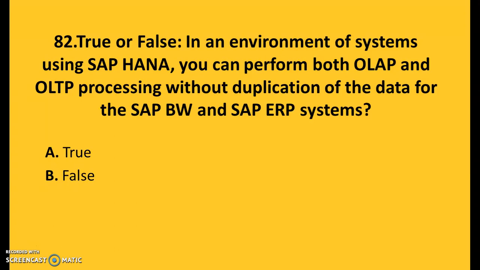So we need to tell whether it's true or false. In an environment of systems using SAP HANA, you can perform both OLAP and OLTP processes without duplication of data for the SAP BW and SAP ERP systems. So we need to tell whether it's a true statement or a false statement. The answer is A, true.